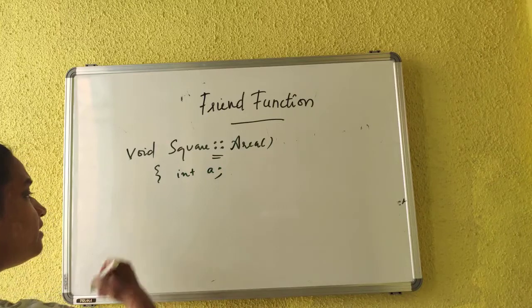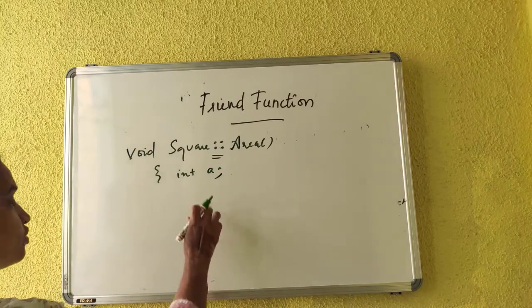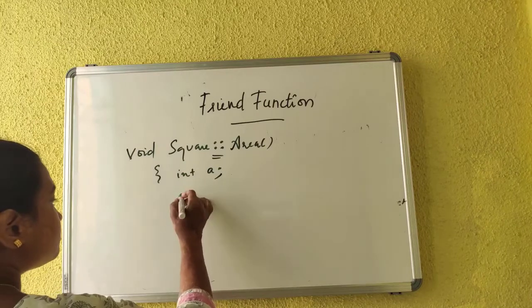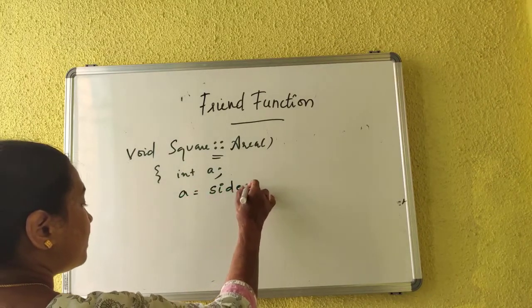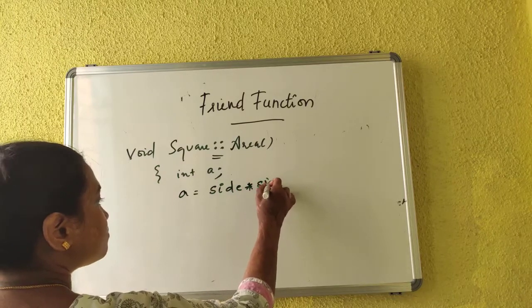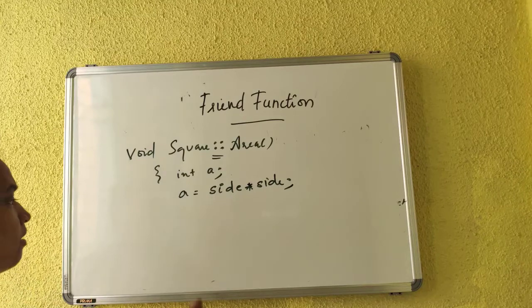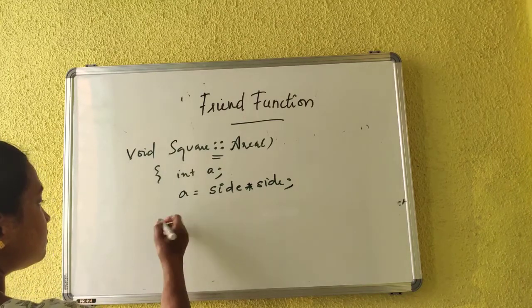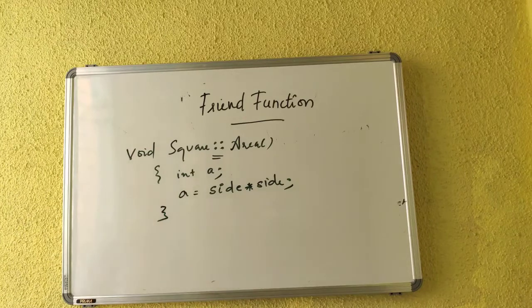Say let A be the variable which is going to hold my result. So A is equal to side into side, as I know the area of a square is side into side. Yes, so the result is ready, but right now I am not displaying it here. I'll tell you why. Fine.